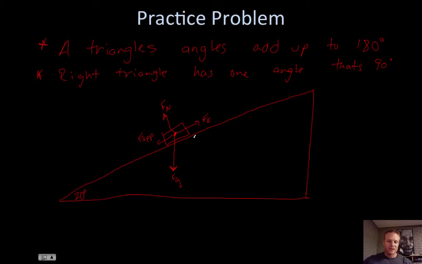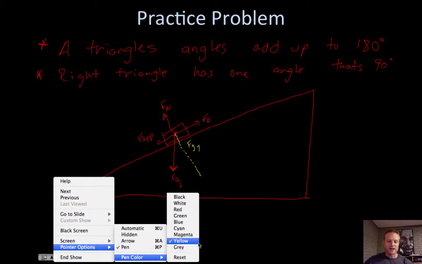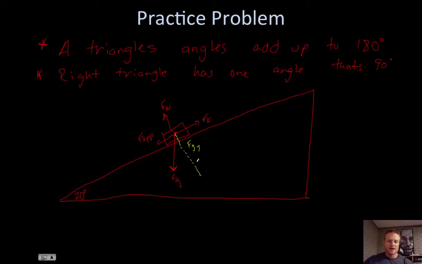I'm going to use yellow, and basically my y-axis is going to drop down just like so. Okay, that's my y-axis, and I'll call this F_g,y. And my x-axis I will make in, oh, let's use green. The x-axis I'll make in green. Okay, and we'll call that F_g,x.